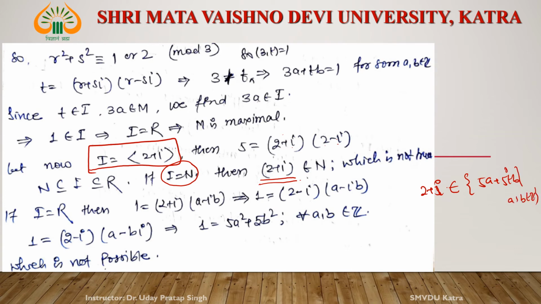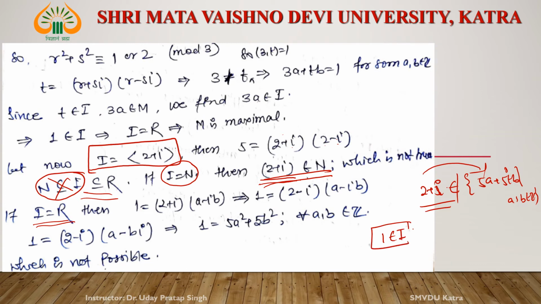2 plus i does not belong to this. It means 2 plus i does not belong to N. So this case is not possible. Now come to this case, I equal to R. If I is equal to R, then 1 must belong to I.